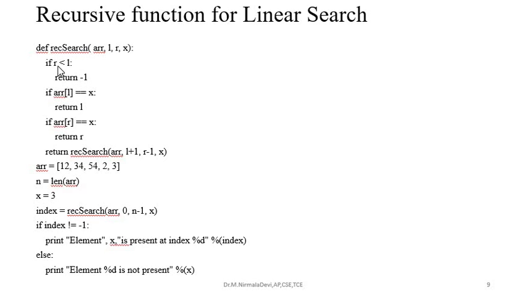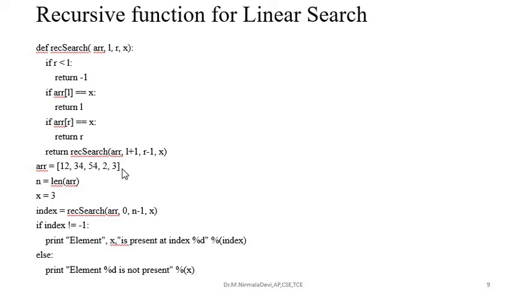It means we have completed the searching process from the beginning element to the last element. Till now we have not found the searching key item, so it returned -1. If the element to be searched is found at the position l, it will return that index. If it equals the last index, it will return r.